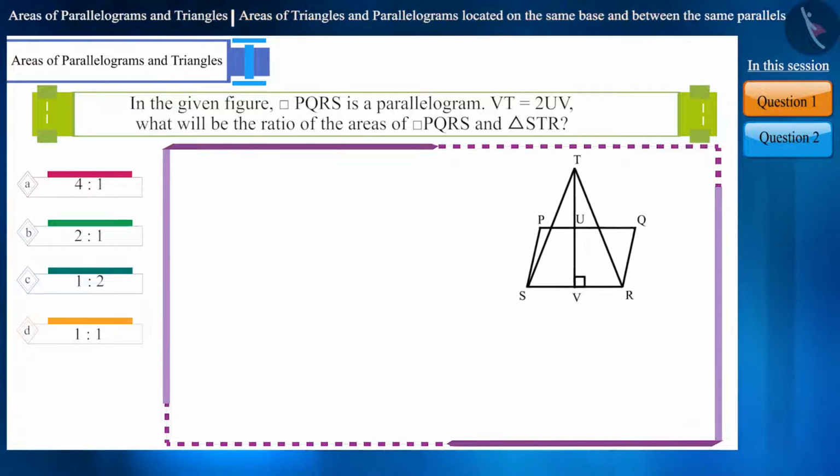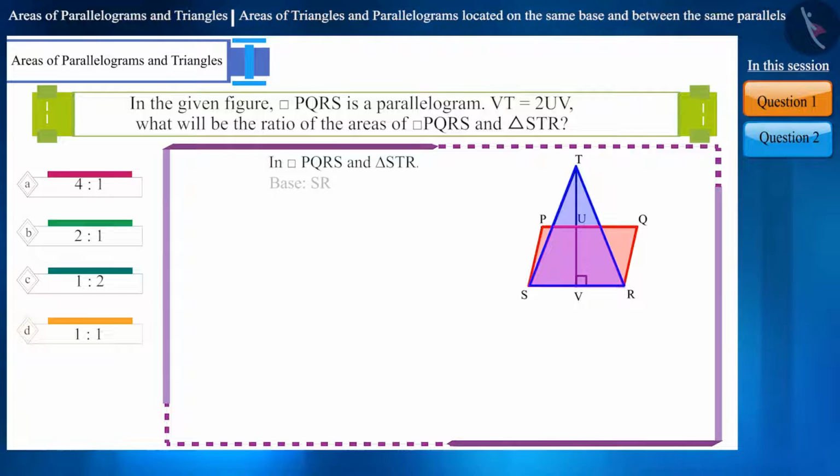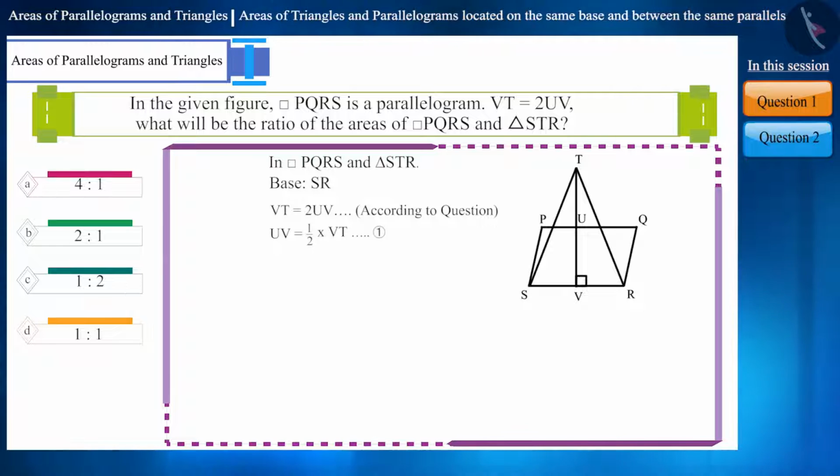Let's see. In the given figure, parallelogram PQRS and triangle STR lie on the same base SR, and we have been given that VT is equal to 2UV. We can write it like this. Let's consider it as equation 1. We will first find the area of quadrilateral PQRS. Area of a parallelogram is equal to base multiplied by height. Here, base is SR and height is UV.